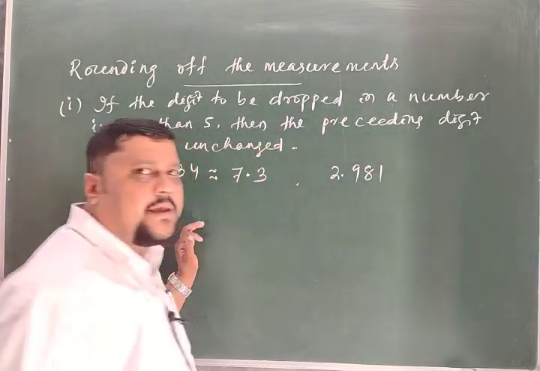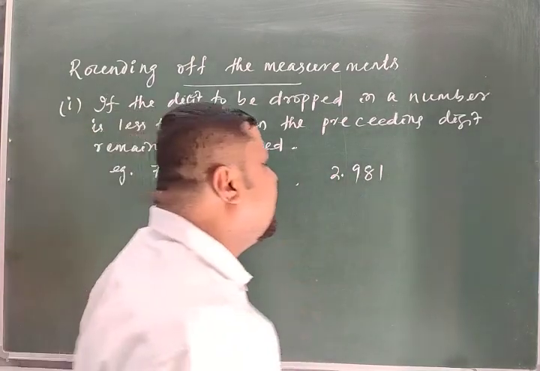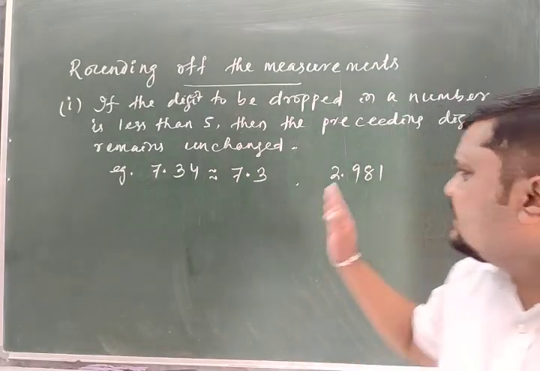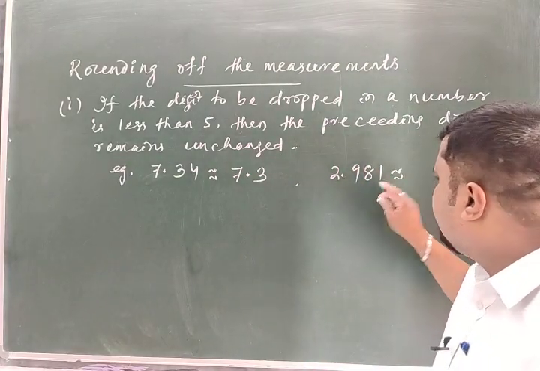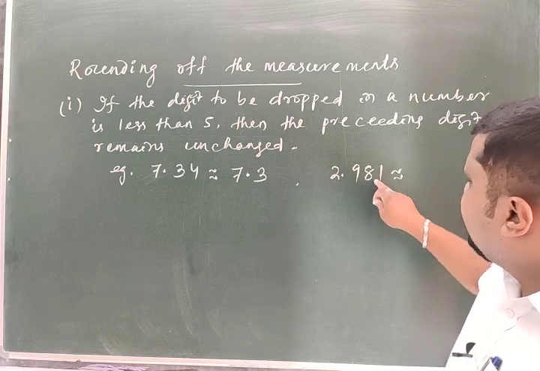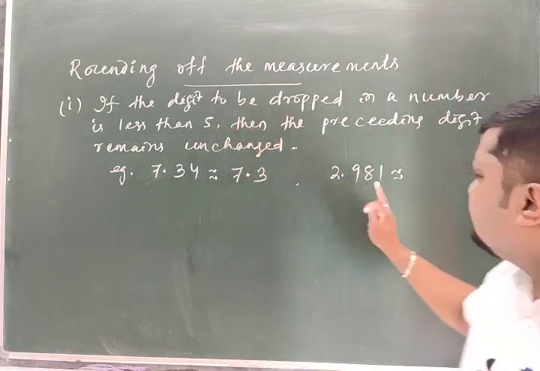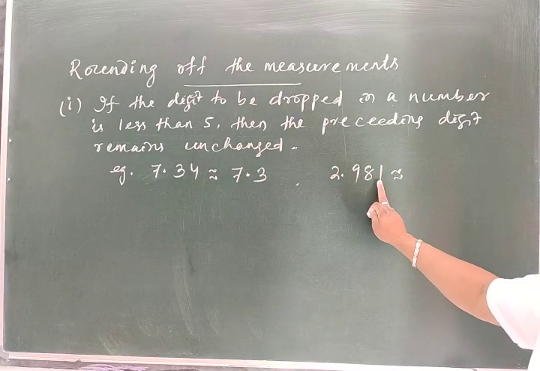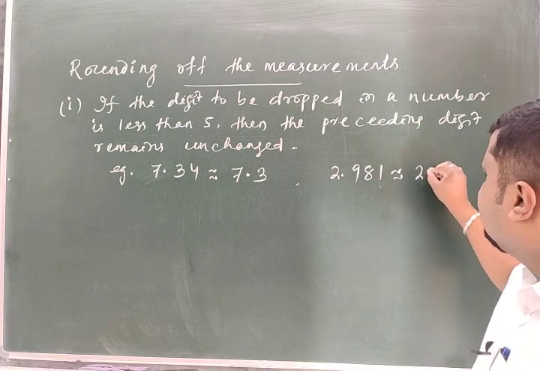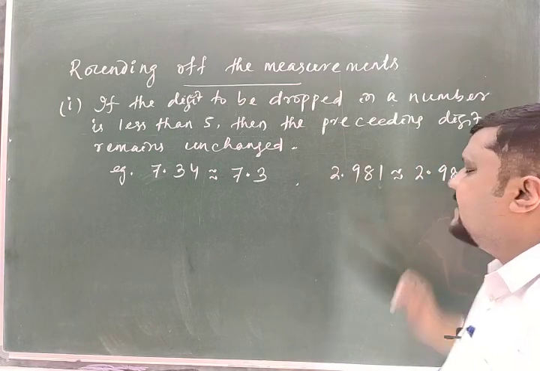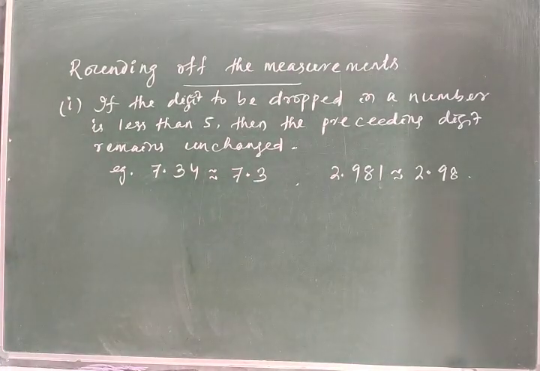Or suppose, if we take another example, 2.981. If I drop the last digit, I will take 2 places of decimal. So here I will round this, and the digit dropped in the number is 1, which is less than 5. So the preceding digit remains unchanged. So I will write this as 2.98. This is rule number 1. Then we go for rule number 2.